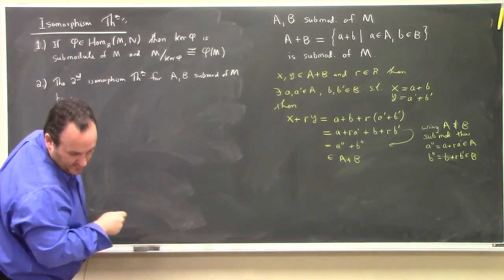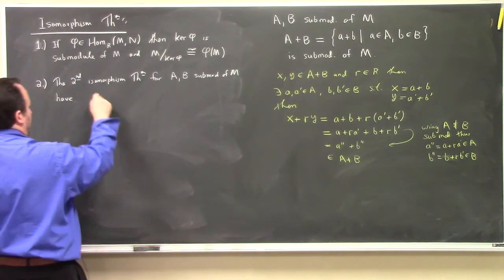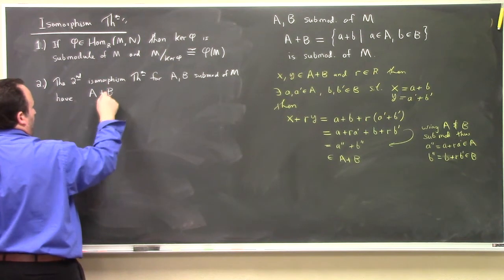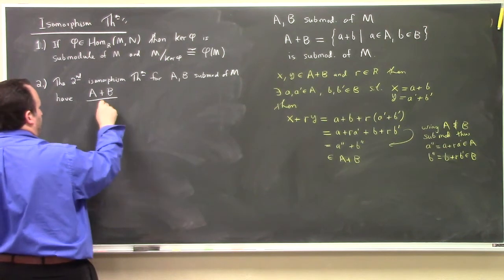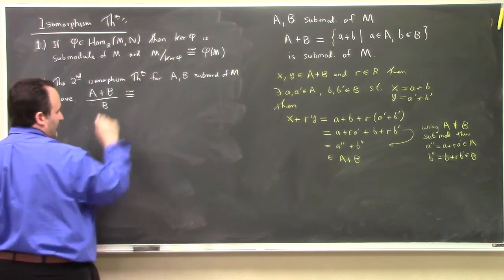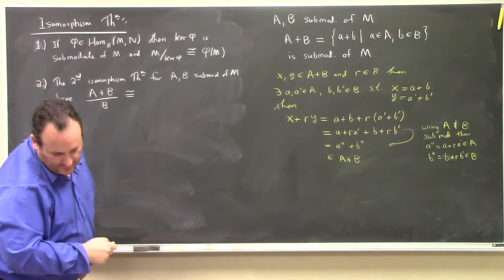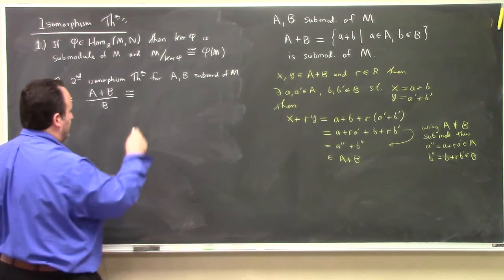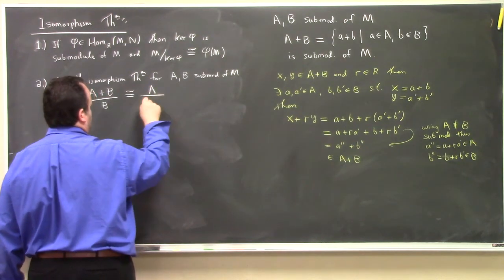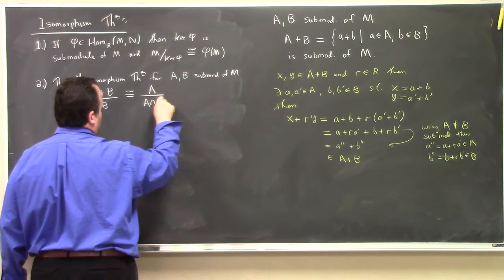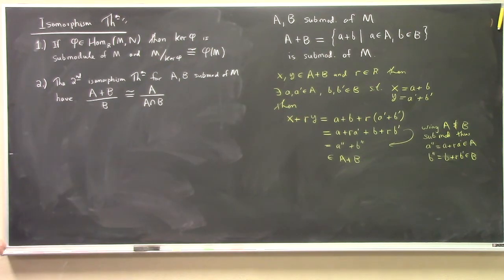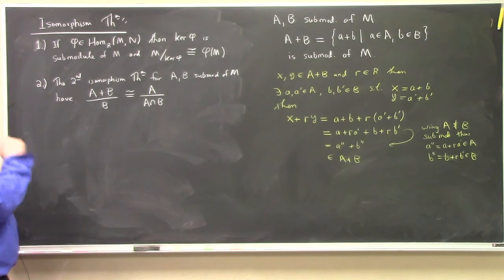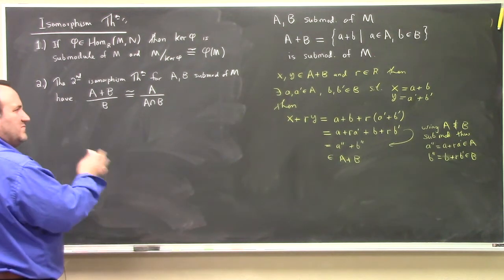here's how it goes. A plus B mod B is isomorphic to A mod the intersection of A and B. By the way, you can prove that the intersection of submodules is a submodule, just like the intersection of subspaces is a subspace, right? This one we don't see as much.